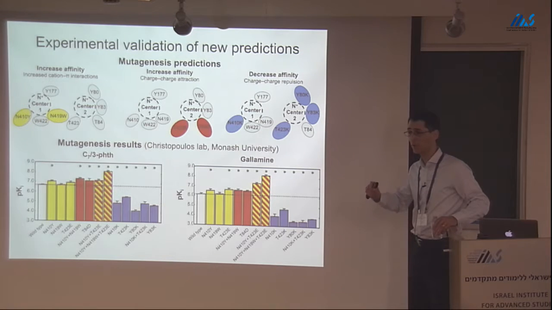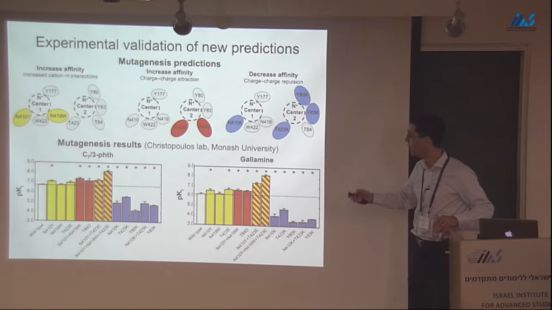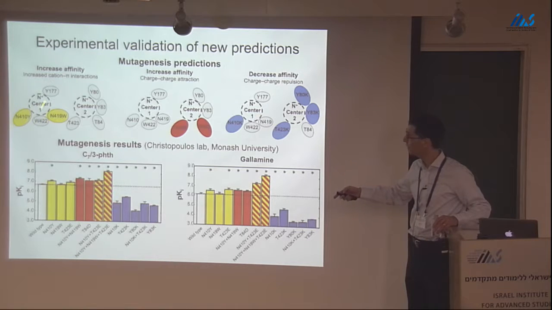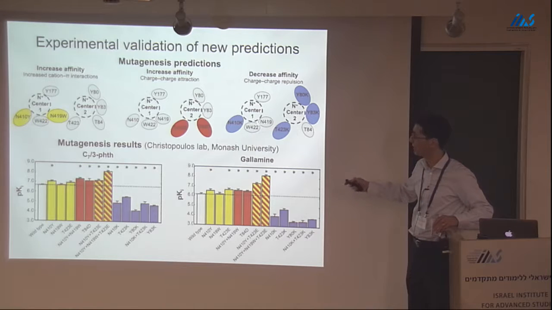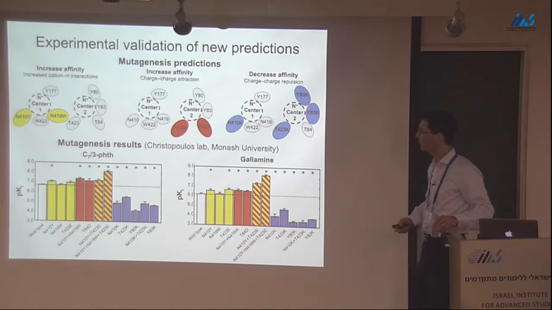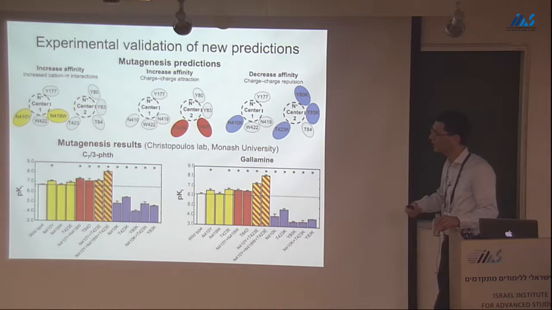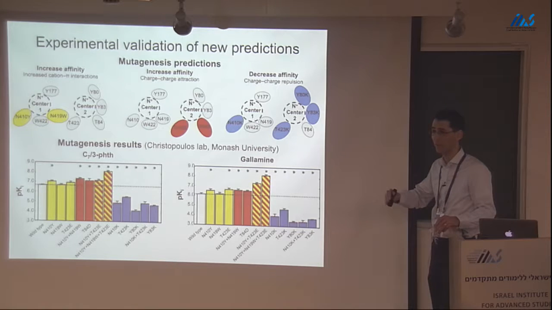We focused in particular on mutations that would increase binding affinity because it's harder to do that by luck. The mutations shown here in yellow or red, or a combination of the yellow ones and the red ones, are predicted to increase binding affinity. The ones in blue are predicted to decrease binding affinity. Arthur Christopoulos' lab at Monash University in Australia made these mutants and then measured the binding affinities, and in every case, the direction of change, whether an increase or decrease in affinity, is as predicted computationally.